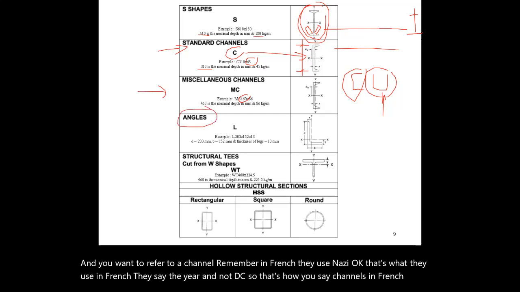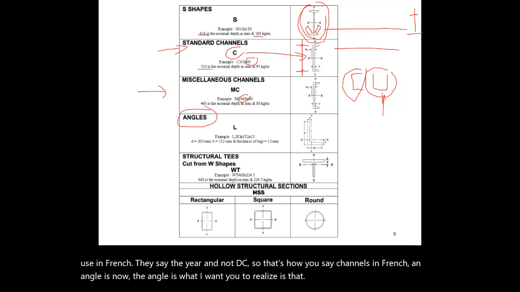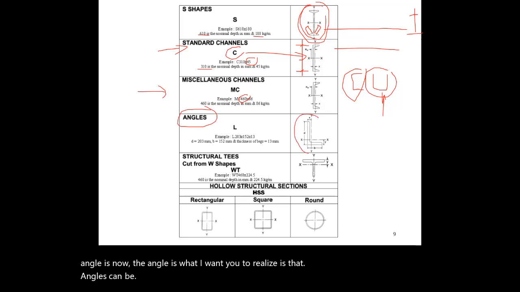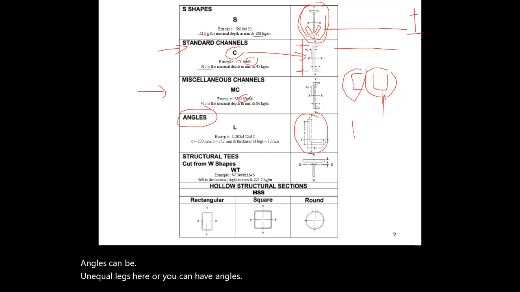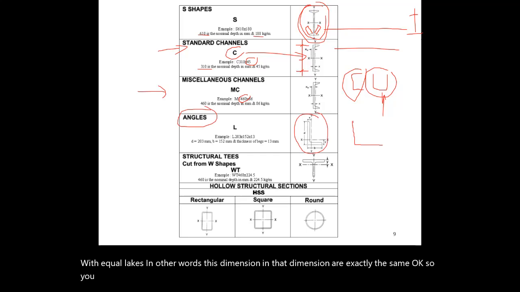Now, the angles. What I want you to realize is that angles can have unequal legs, like here, or you can have angles with equal legs. In other words, this dimension and that dimension are exactly the same. Okay, so you have two types of angles: ones that have unequal legs, and ones that have equal legs.